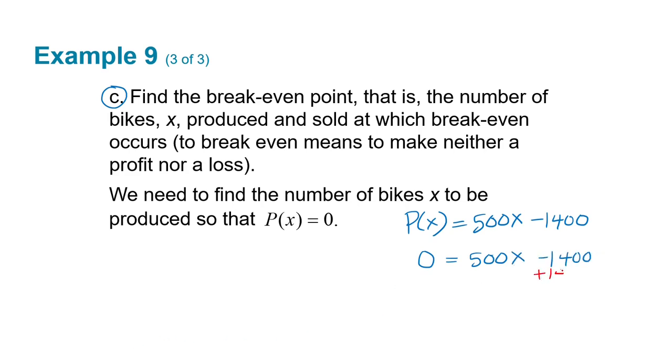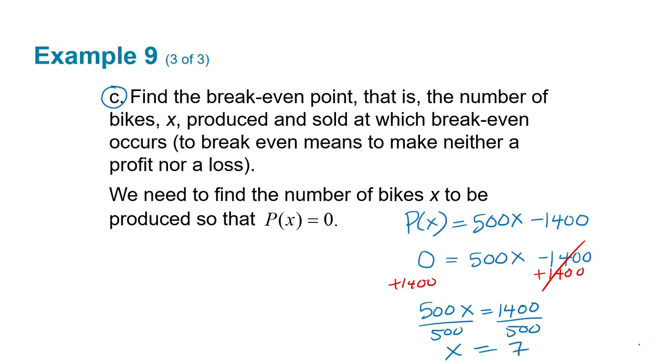I could add 1,400 to both sides. This gives me 200x is equal to 1,400. And then we could divide both sides by 200. And so x is equal to 7. What does that imply? Well, that implies we need to sell 7 bikes to break even. I need to sell 7 bikes to break even.